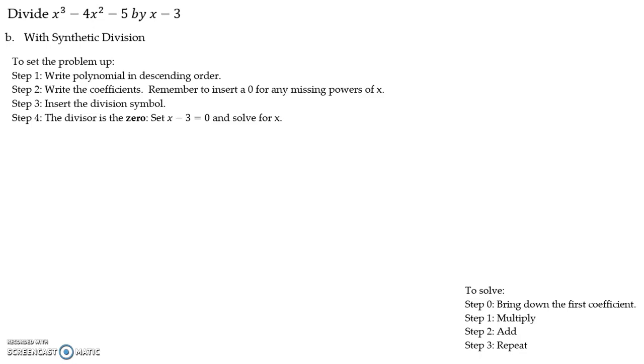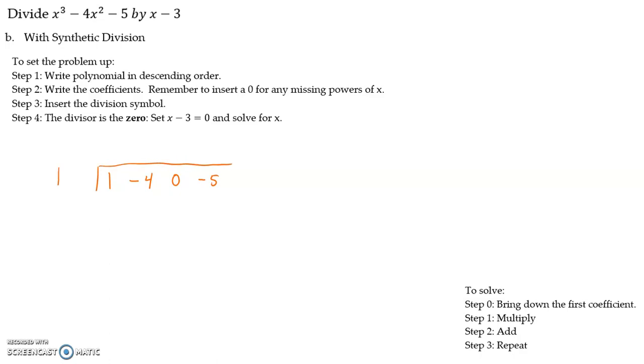In front of my x cubed term, I've got a 1. In front of the x squared, I've got a negative 4. I don't have any x terms, so I'm going to put in my 0 as my placeholder. And then I have the constant, which is a negative 5. And we're going to go ahead and set this up.